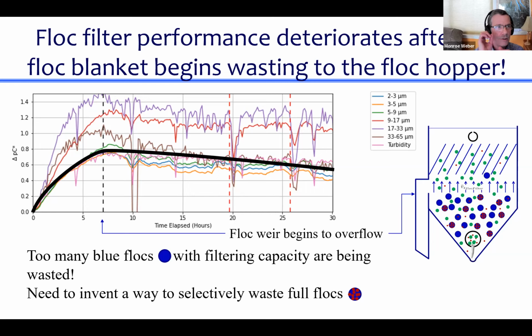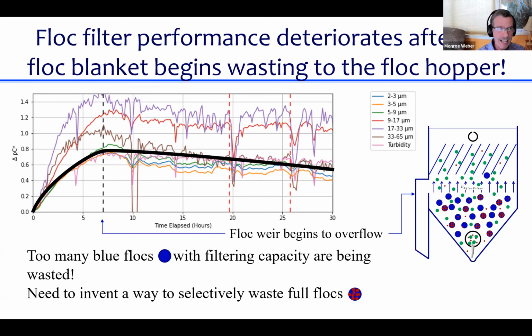So the green ones go up into the plate settlers. They avalanche down, and as they avalanche down, they grow in size. They turn into blue ones, bigger ones. So where are they coming in, and where are we wasting from? They're coming in right from the top, and we're wasting right from the top of the flock filter as well. So we are currently selectively removing the good guys. Do you see that?